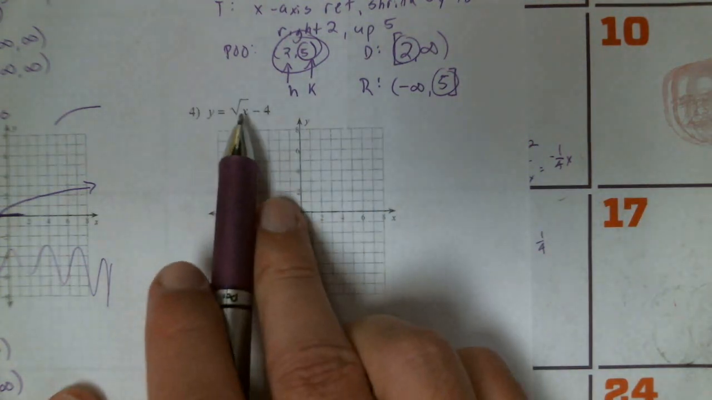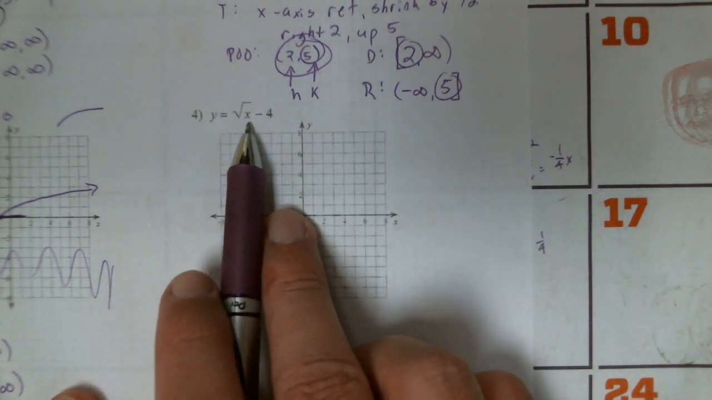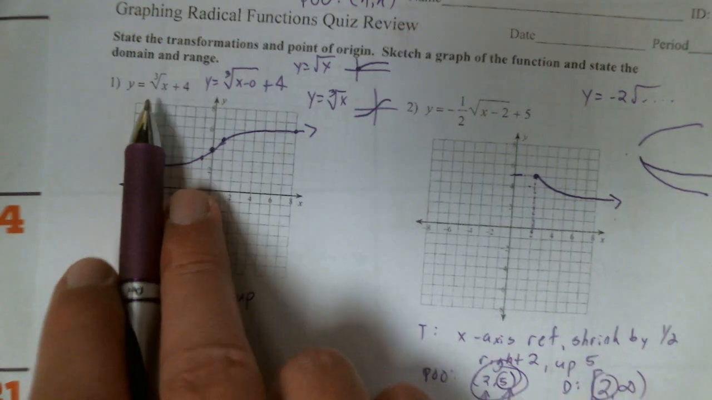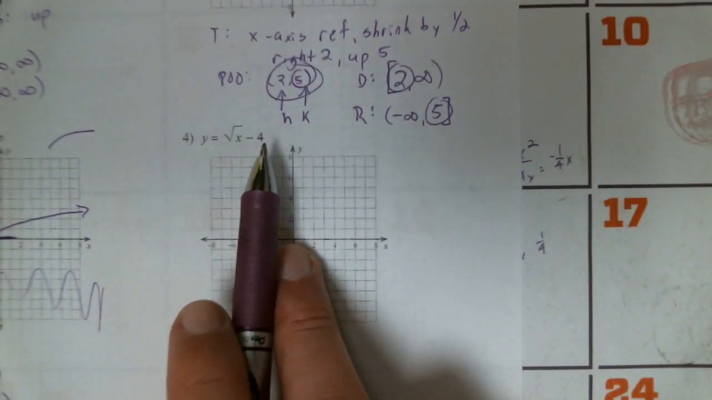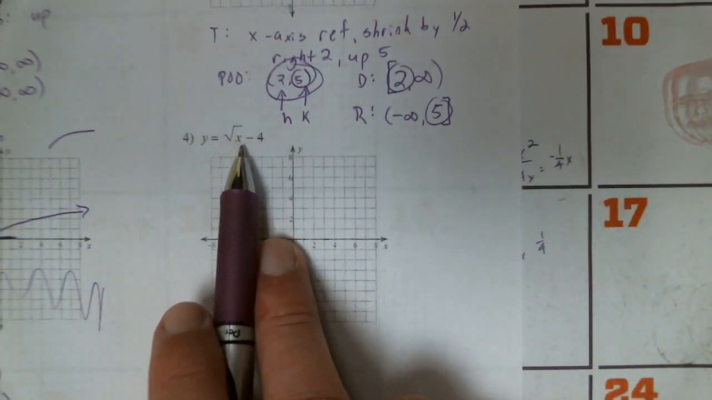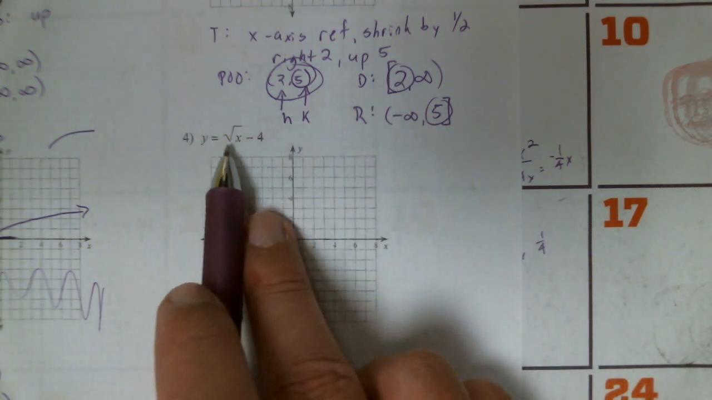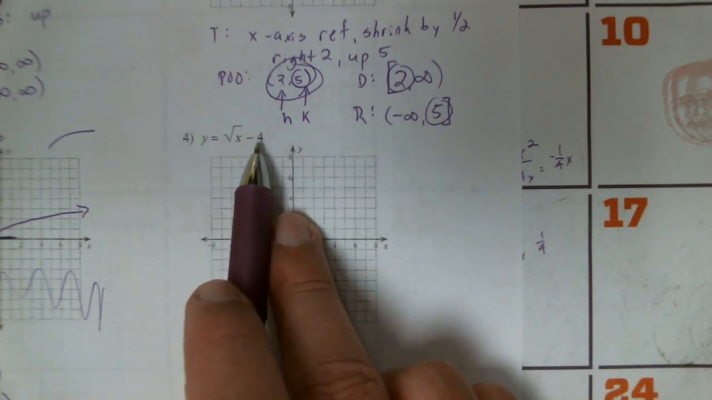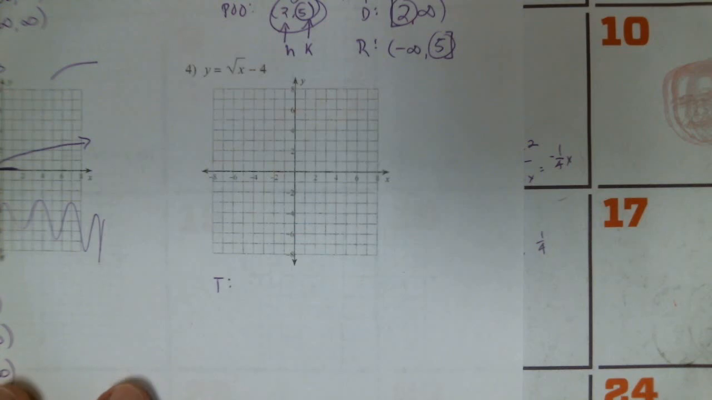Transformations. What do you see? No reflection, no shrink. Now this one, again, this is kind of like number 1 up here. I don't have anything inside the radical because the radical bar stops right there. Okay, so I don't have any horizontal shift. This is my k value. That's just -4, so that's just down 4.